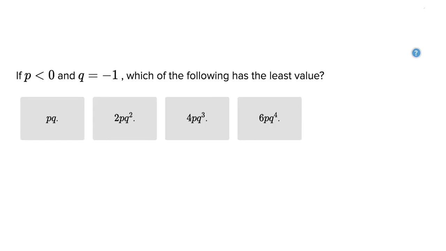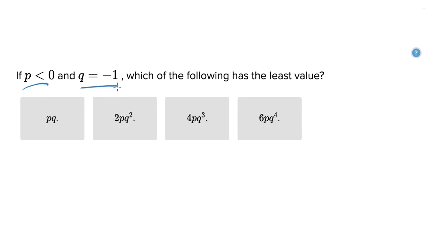This is Carlos Cousins, and the following kind of algebra problem is going to require you to see that because p is less than 0, it's negative. So we start out with a negative number times q, a negative number that is going to be multiplied by 2 times q squared, etc.